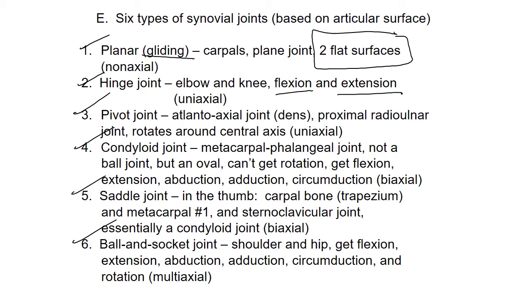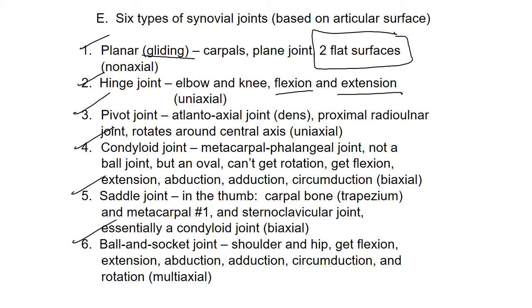Pivot joint, the atlantoaxial joint, the dens, also the proximal radial ulnar joint. You know, the radius has that round head on it, so it pivots around a central axis. Condyloid joint is a metacarpal phalangeal joint. It's not a ball joint. It's more of an oval. You can't get rotation, but you get flexion. You get lots of different movements around it.